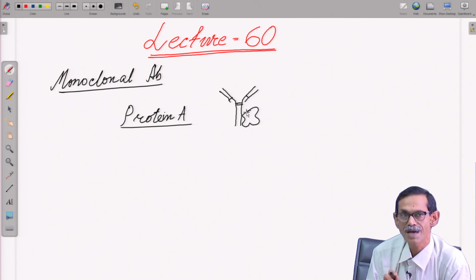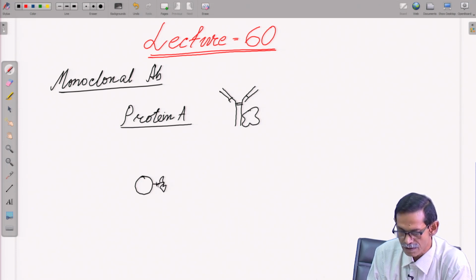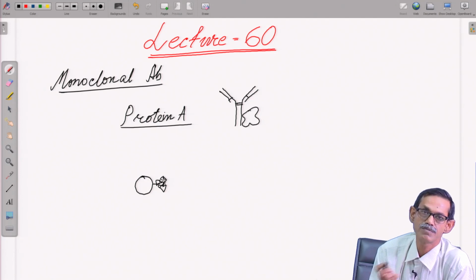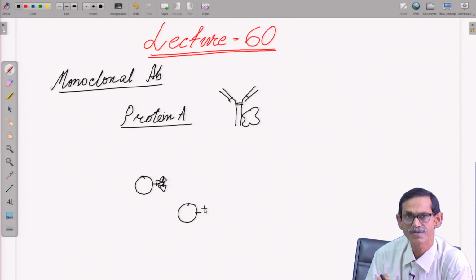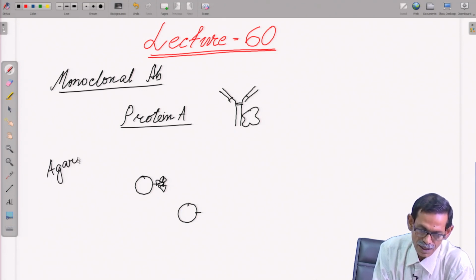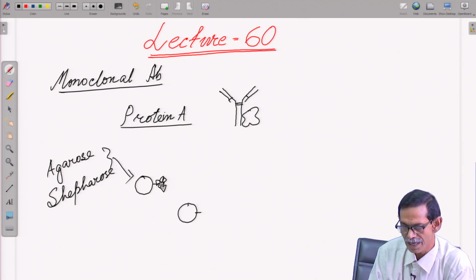That is the bacterial defense mechanism, bacteria produce it, but scientists used it in a different way. In an agarose or sepharose bead, they immobilize this protein A. You can buy cyanogen bromide activated beads, CNBr activated beads. Those beads are activated, so they have a free bond, and any protein you give will bind there. So, agarose or sepharose bead, either one, attached with protein A.